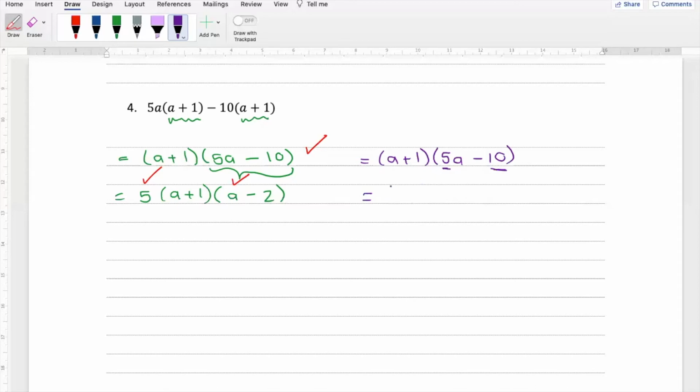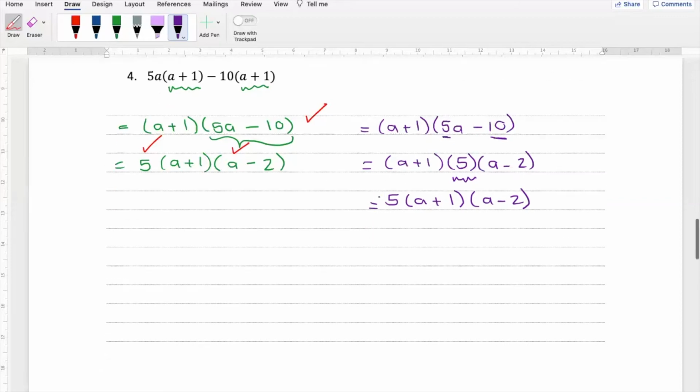So what I'm going to do is I could write this here, a plus 1, and then I'm going to take out the common factor, which I hope you can see is 5. And then what I'm left with is a minus 2. But in maths, we don't really like putting our numbers randomly like that in the middle. So I'm going to move it to the front, and I've got 5 times (a plus 1)(a minus 2). And the reason I can move that is because if you remember, 2 times 3 is the same as 3 times 2. So the order that we're multiplying in doesn't really matter.